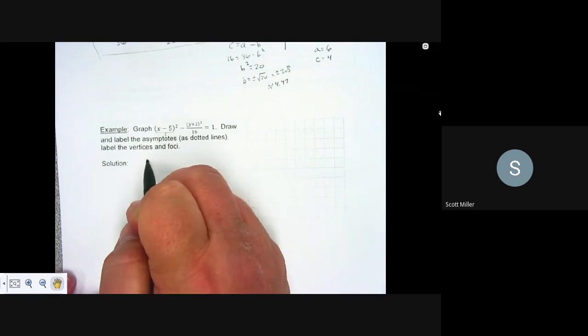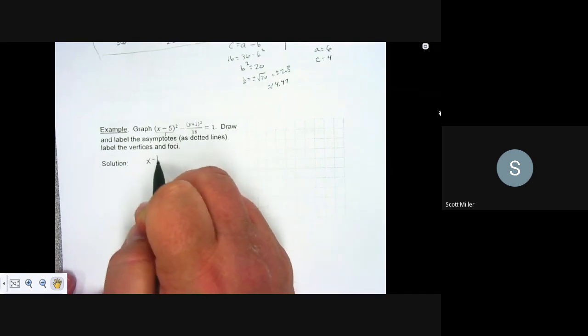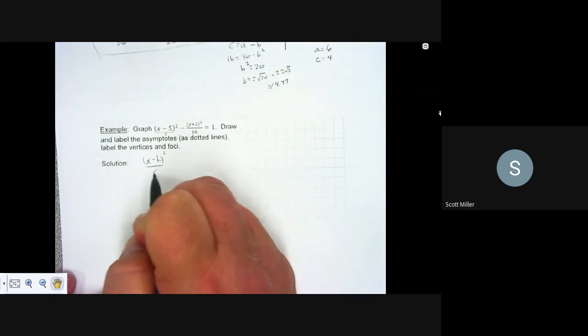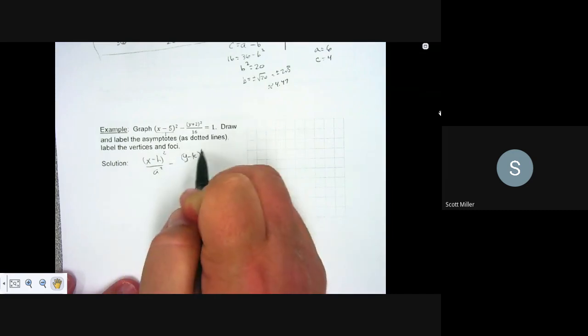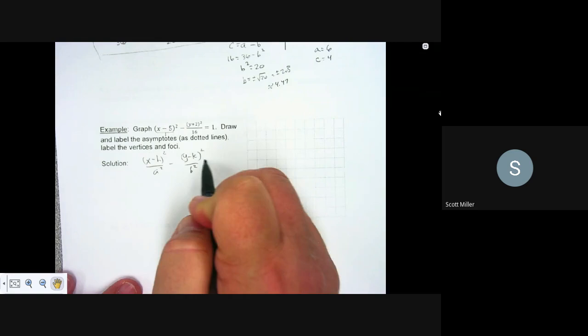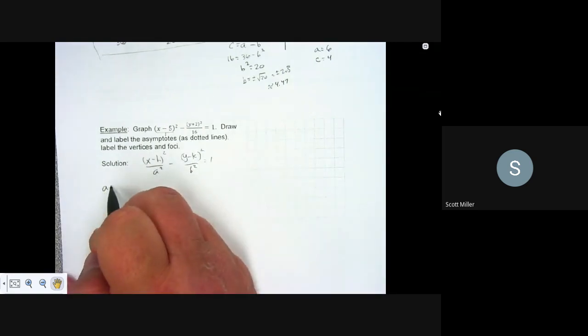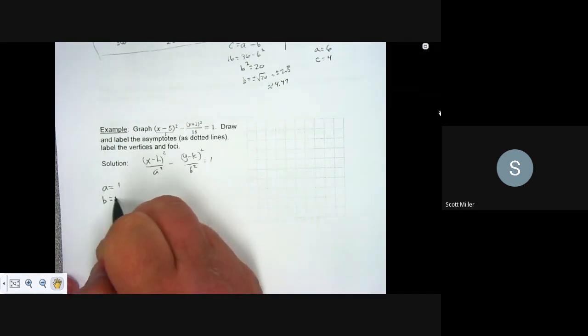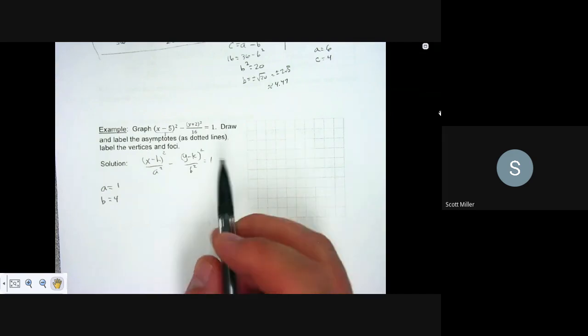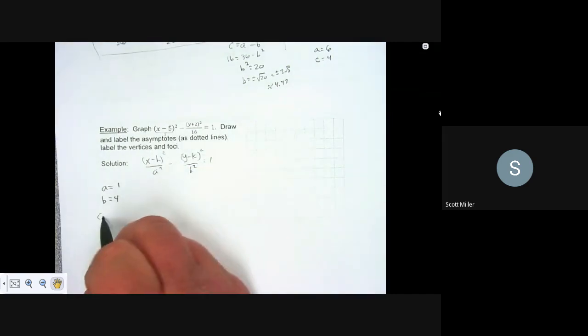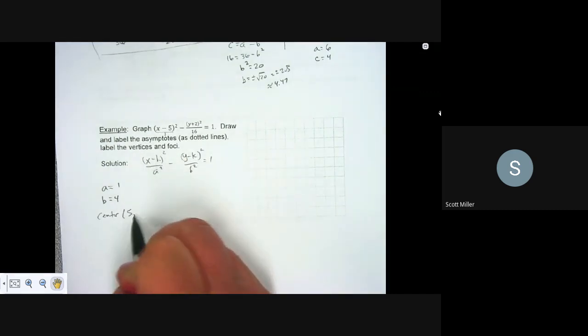So again, here's my generic horizontal equation. And so we can use this information to help me find everything that I need. So A in this case is going to be a 1, and B is going to be a 4. We have the center of my hyperbola at 5, -2.